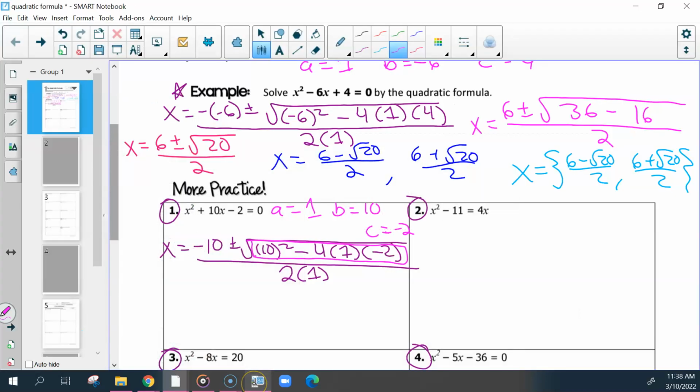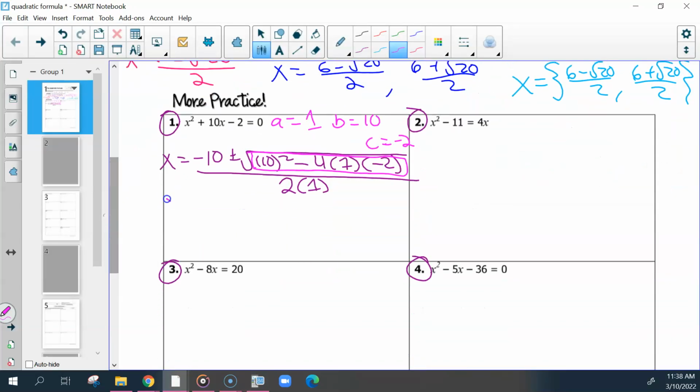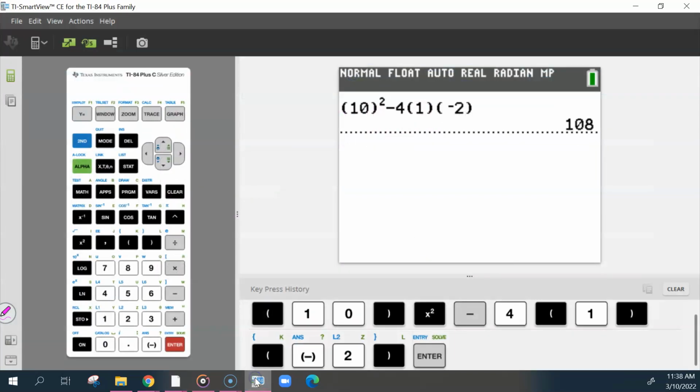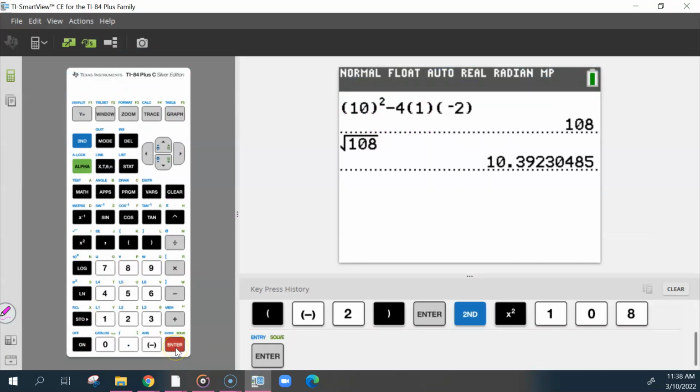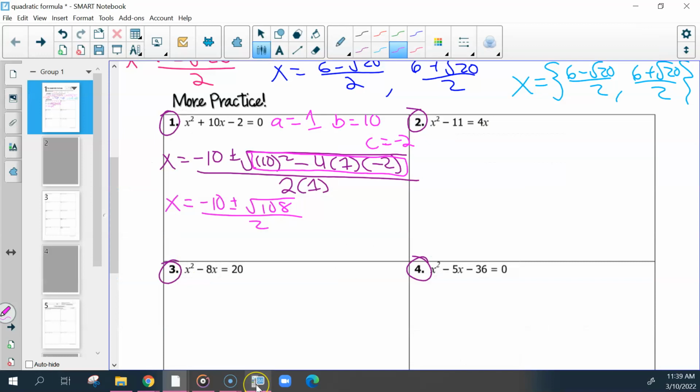Is 108 a perfect square? No, it's not. And if you're not sure, put it in your calculator, see if you get a whole number or not. So the square root of 108 is a decimal, so no, it's not. So that means this answer is going to be very similar to what we did up there. I'm going to skip this middle step and just go to my solution set.